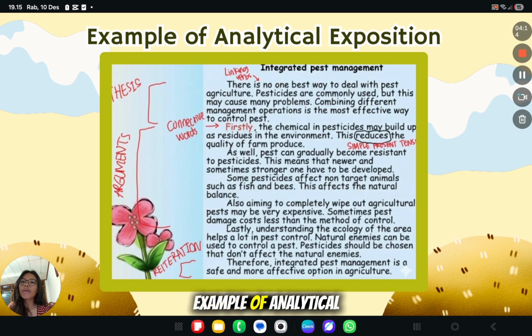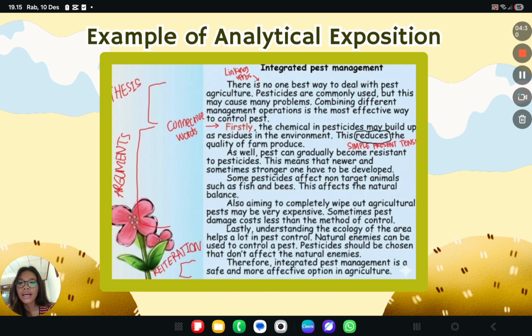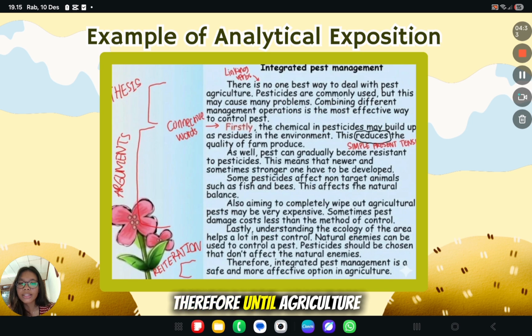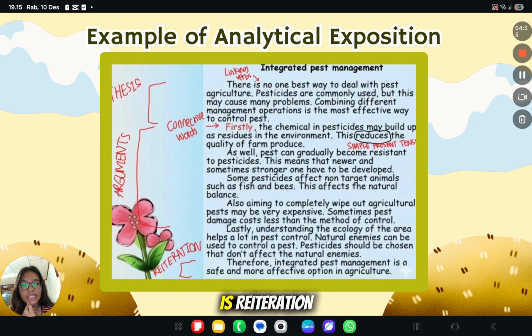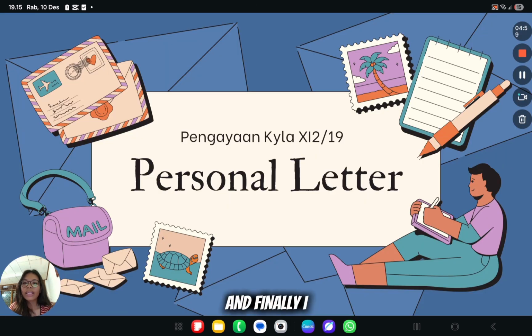This is the example of analytical exposition text. So from "there is no one best way" until "control pass" is the thesis, and then from "firstly" until "lastly" are arguments. Therefore, until agriculture is reiteration, and then for the language rules, there are linking verbs, connective words like firstly, and simple present tense. And finally, I will explain about personal letter.